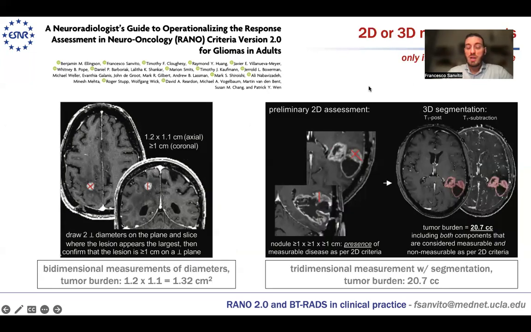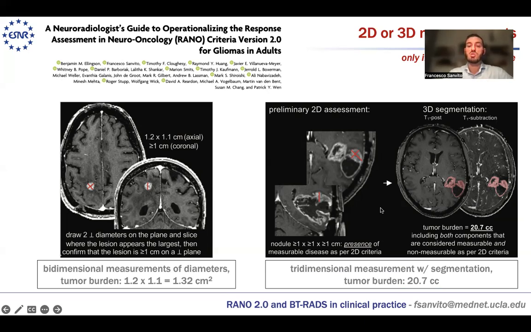Only if there is presence of measurable disease, you can go ahead and quantify the tumor burden by multiplying the two diameters or directly using the tumor segmentations. Hopefully in the future, there's going to be more and more available AI segmentation. So this, I hope, will be the main road moving forward. But as of now, it's still important to assess preliminarily that there is measurable disease according to RANO 2.0, meaning 1 by 1 by 1, for instance, in 3D imaging, before we even proceed to quantify the segmentation in terms of volumes.